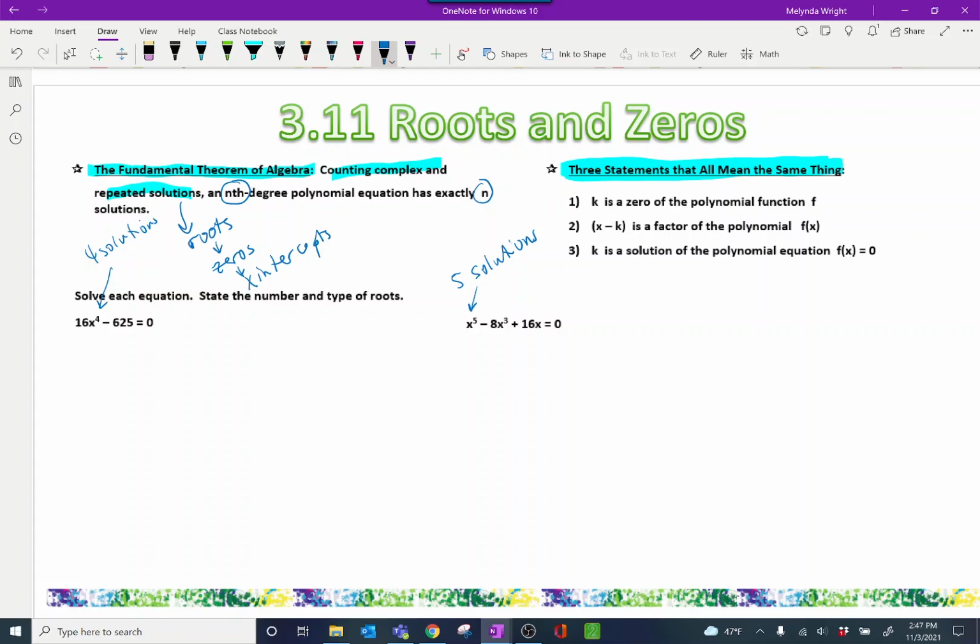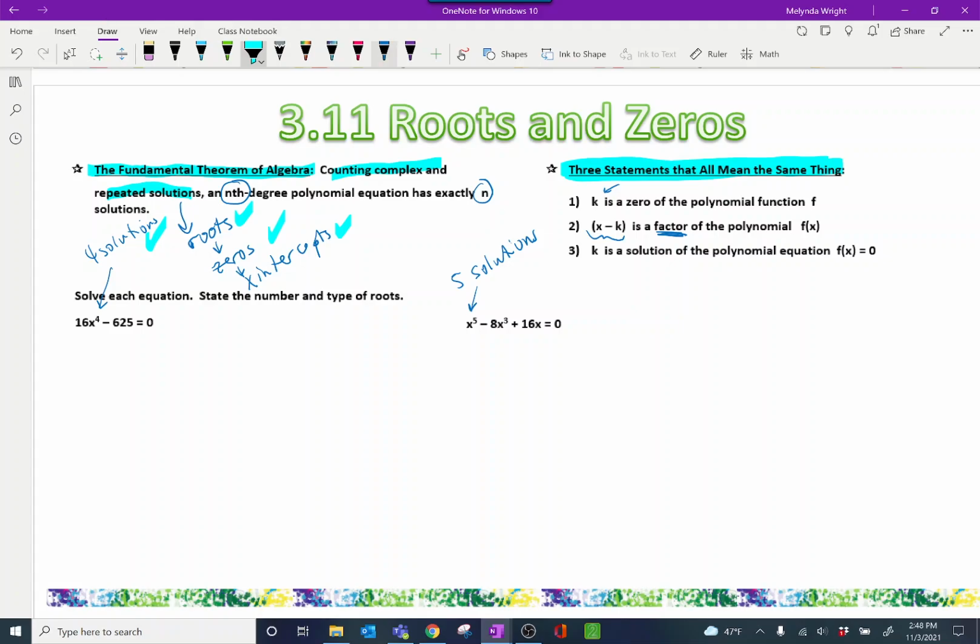Factors are like the bubbles we've talked about. I'm calling them bubbles because I like bubbles. Why not? So factors are the bubbles, and K is just a number. It's a 0, which means a 0, a root, an intercept, a solution. Okay? So let's practice. Let's do some problems.